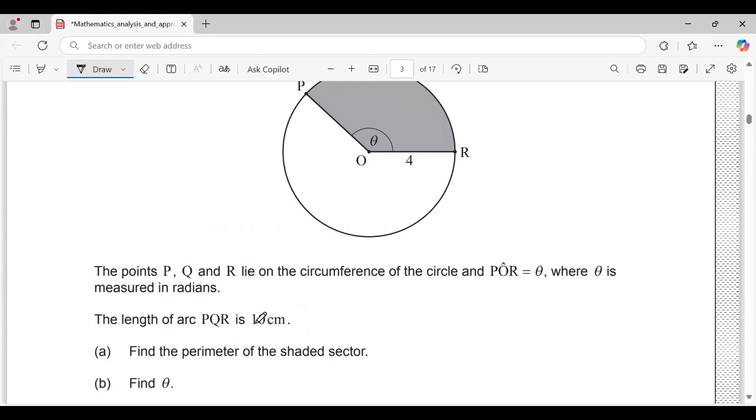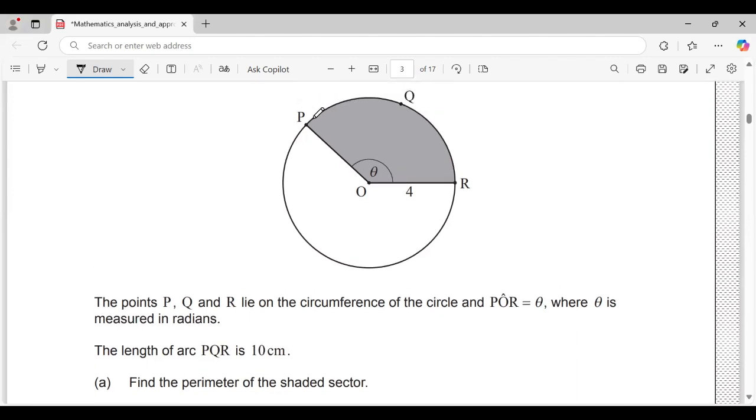The length of arc PQR is 10 centimeters. Find the perimeter of the shaded sector. So the perimeter is PQR plus 4 plus 4. PQR is 10, this is 4, this is 4. So PQR 10 plus 4 plus 4.